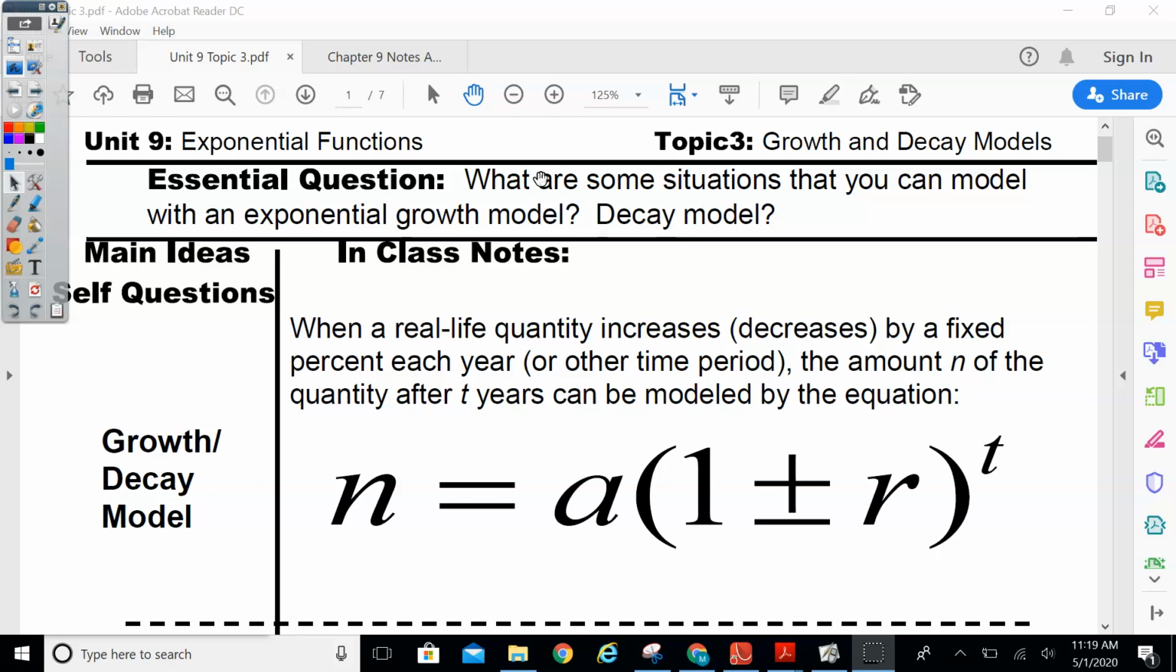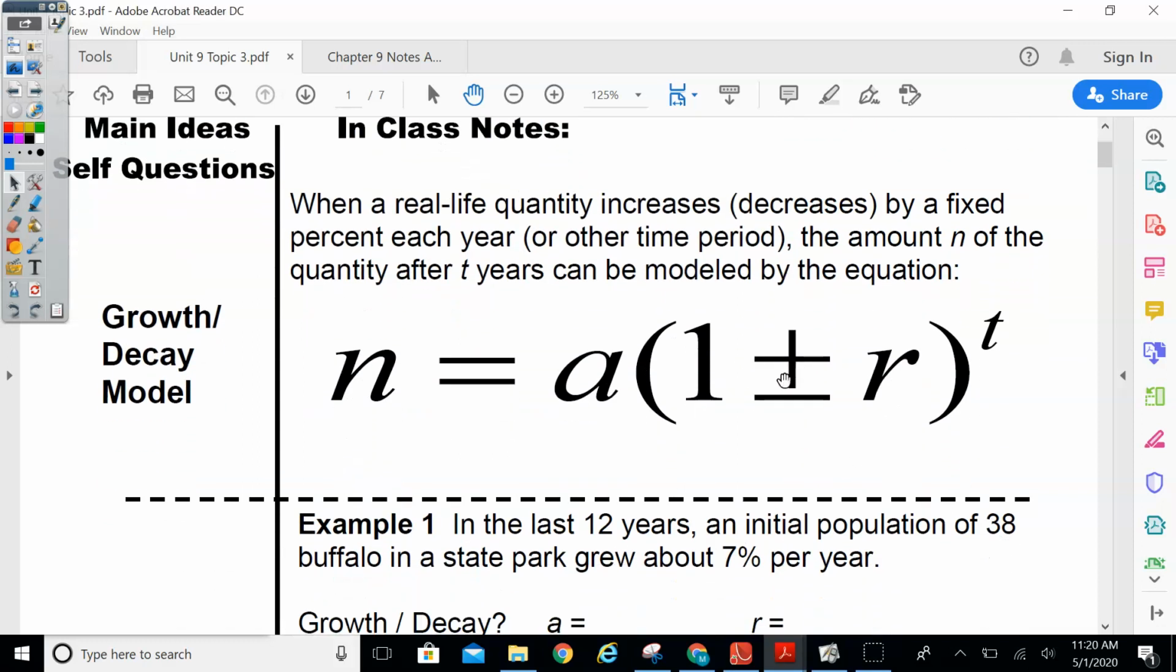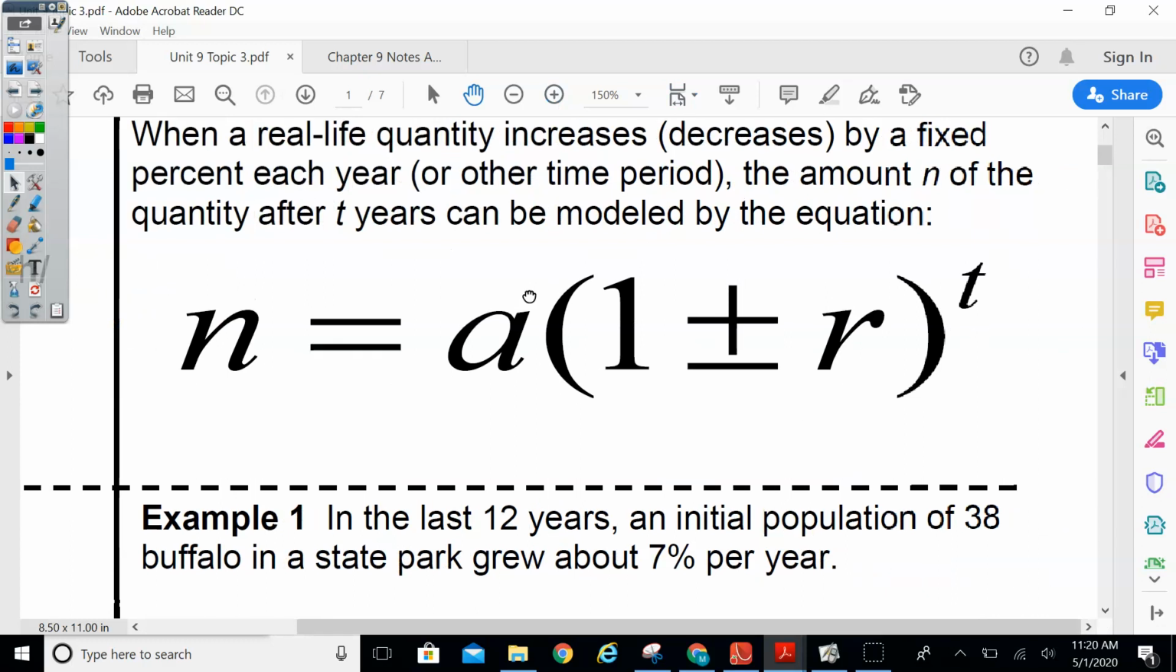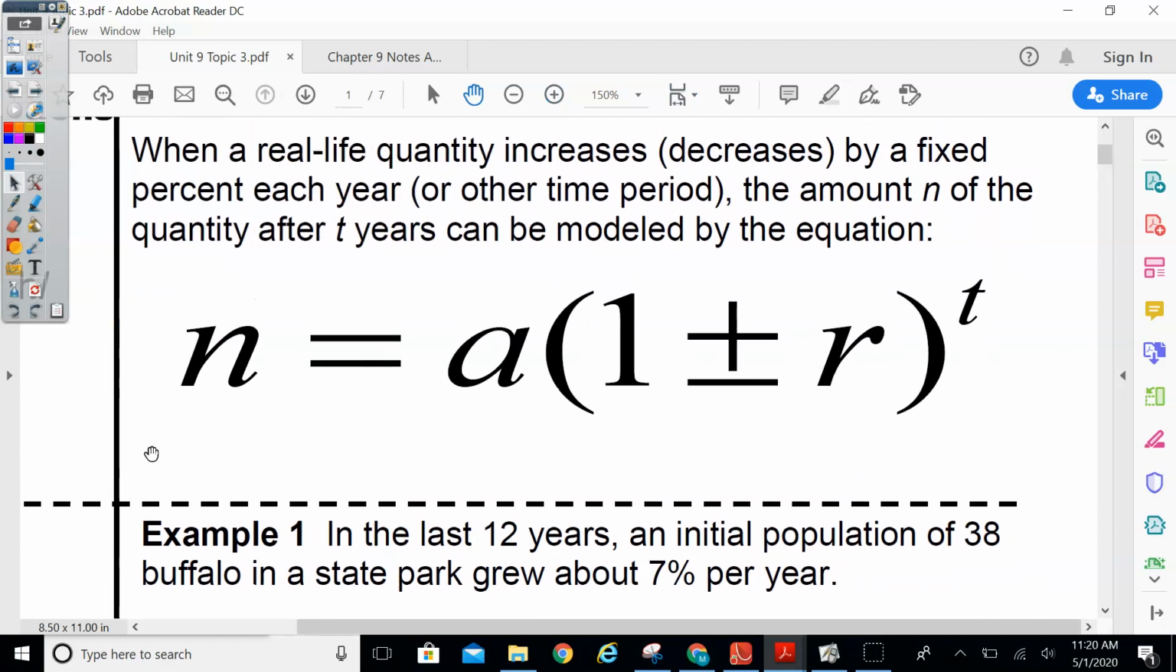Okay, so our next topic is growth and decay models within the exponential function unit. So what are some situations that can be modeled with exponential growth and decay? And actually the pandemic that we're in with COVID-19 is an exponential one. The whole stay at home, stop the spread is basically to stop this graph from growing exponentially. So you are living in a real world exponential function right now. We're trying to make it not be as steep of a function by staying at home and not spreading it.